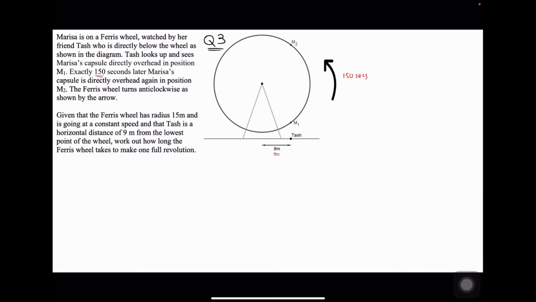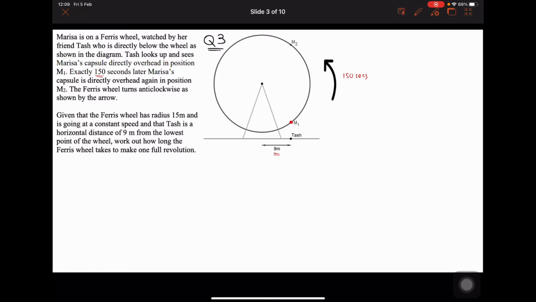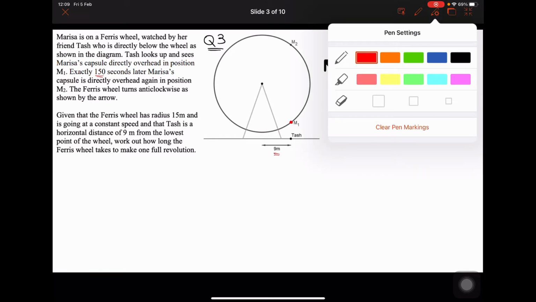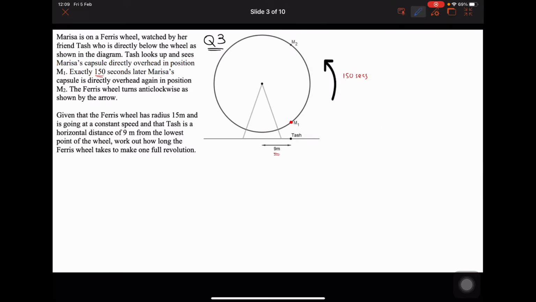So I'm assuming what they mean by that is how long does it take for the Ferris wheel to turn one whole circle? So if it starts here, how long does it take for it to go around and then end up here again? So I'm going to try to use a few different colors to annotate just so it doesn't look too messy.